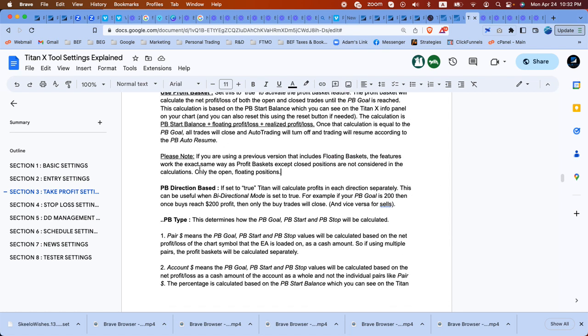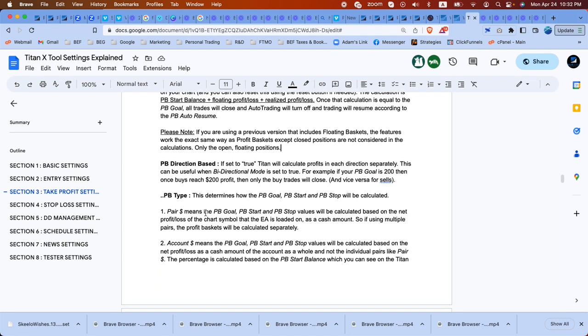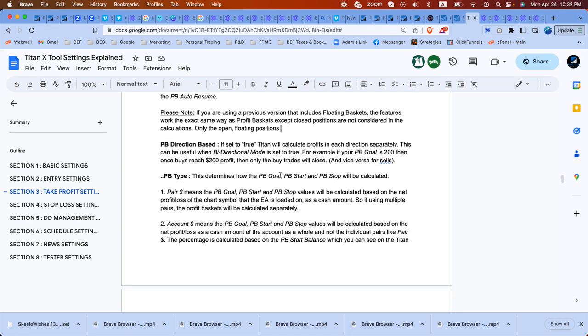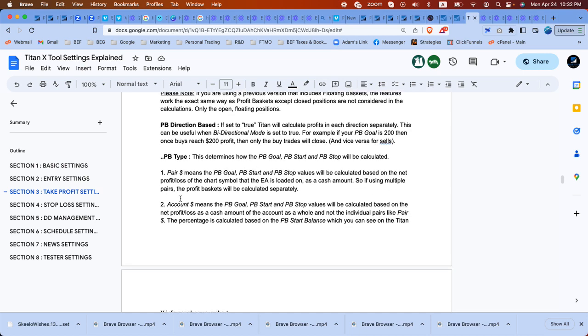Okay, so moving on here, profit basket types. Okay, this determines how the profit basket goal, profit basket start, and stop will be calculated. So the pair dollar means that the profit basket goal, start, and stop values will be calculated based on the net profit loss of the chart symbol that the EA is loaded on as a cash amount. So if you're using multiple pairs, the profit basket will be calculated separately.